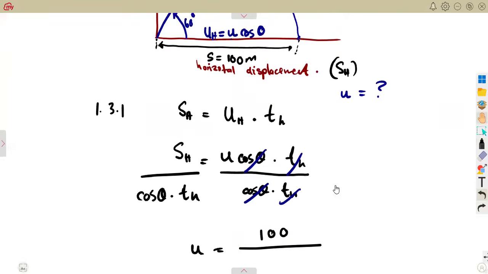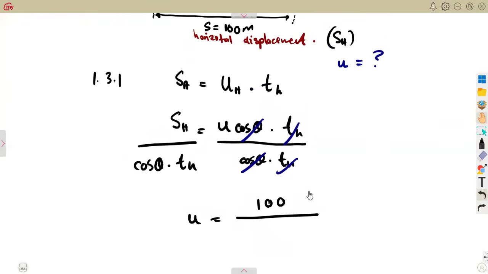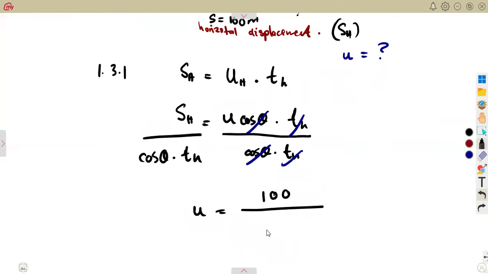cos of theta, where theta is 60 degrees. So that's 60 degrees times the time. Remember the time there is 5. So that's simply 5 times the cos of theta, which is the cos of 60, the same, guys, as writing cos of 60 degrees times 5.